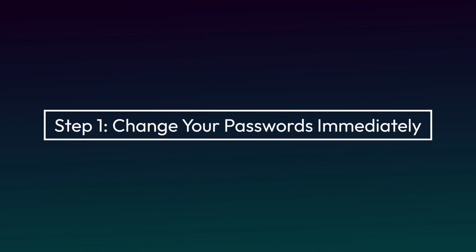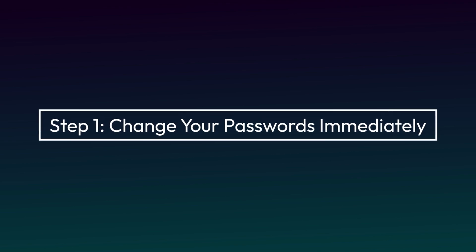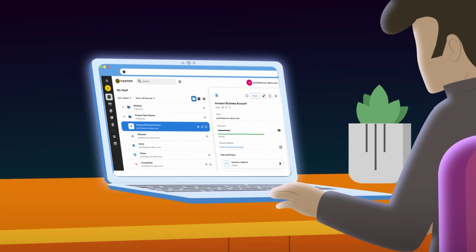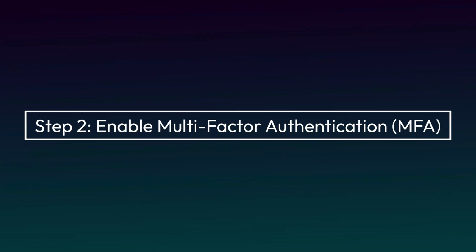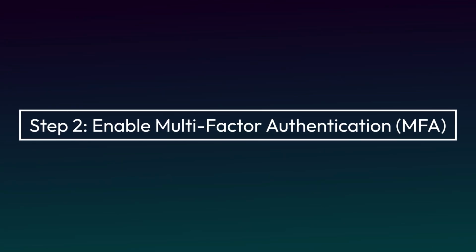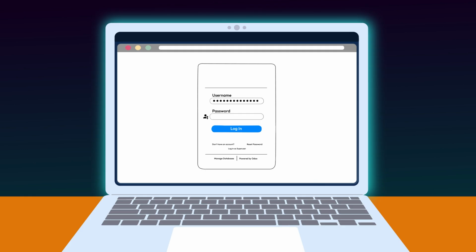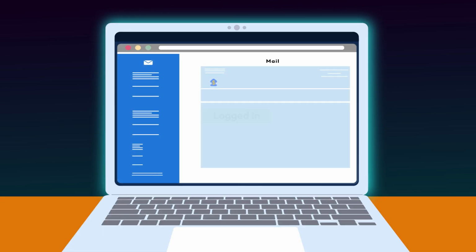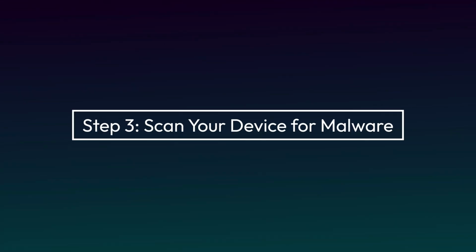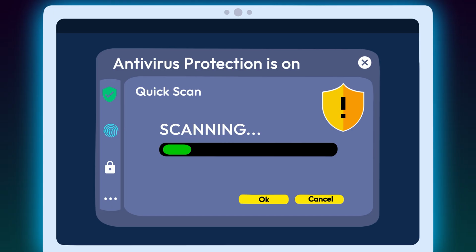First, you should change all your passwords immediately. Use a password manager to help you create strong, unique passwords for every account. Step 2. Enable multi-factor authentication. This adds an extra layer of security so hackers can't get in, even if they have your password. Step 3. Run an antivirus scan. Malware might be lurking on your device, so let your security software do the cleanup.